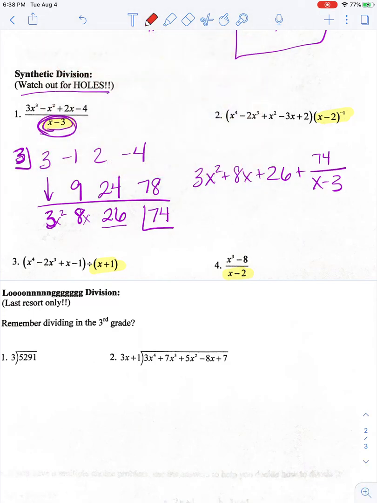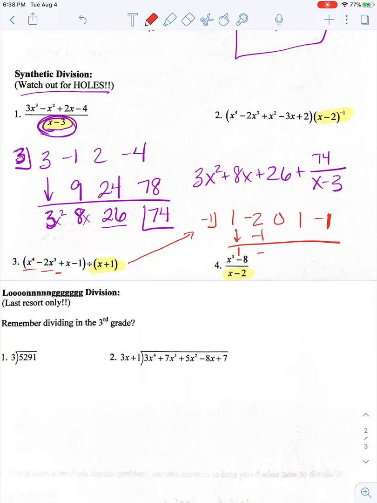I don't have tons of room, but I want to show you the setup, and maybe go ahead and do number 3 because it has a hole. So x plus 1, so I'm going to put a -1 on the shelf, and then I go x to the 4th, x to the 3rd, and it misses an x squared. So I'm going to go 1, -2, and then I'm going to go 0 for the x squared, a 1, and a -1. So you have to fill in the holes of any terms that are missing, and that includes the constant, the guy way down here at the end.